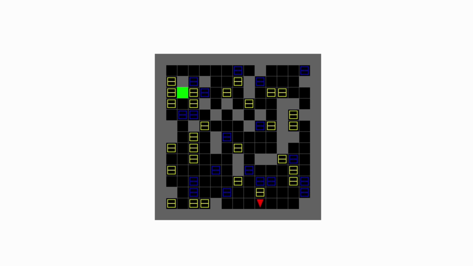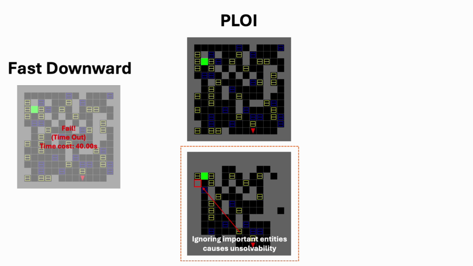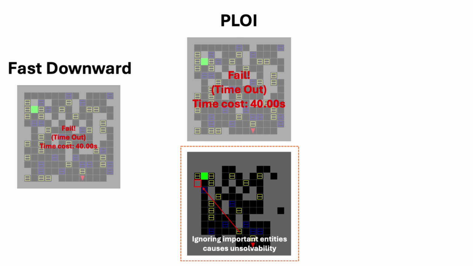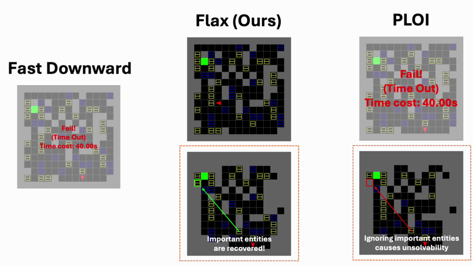This kind of task can be converted into a discrete PDDL planning problem similar to this picture. Classical planners like Fast Downward can spend several minutes expanding useless nodes without providing a feasible plan. A strong baseline, PLOI, shrinks the search space by gradually filtering out important entities, but it sometimes ignores critical entities and gets stuck on an unsolvable simplified task. In contrast, when applying our Flax, a correction mechanism ensures the solvability of the simplified task. As we can see here, an important entity is recovered.